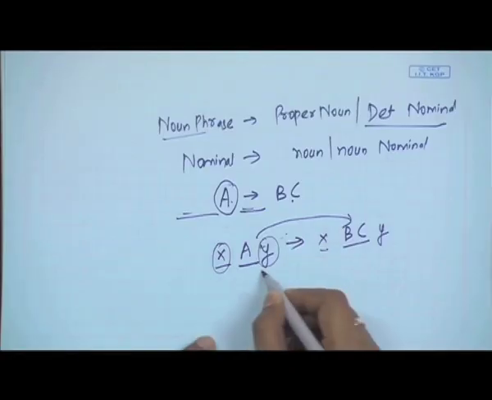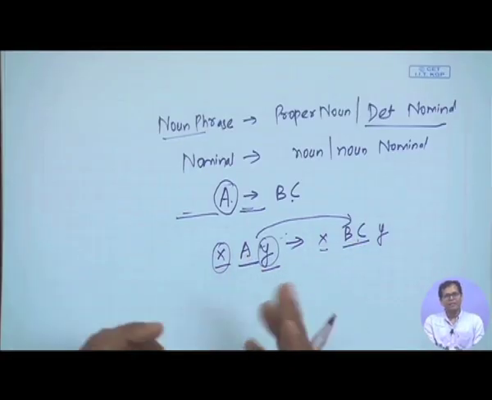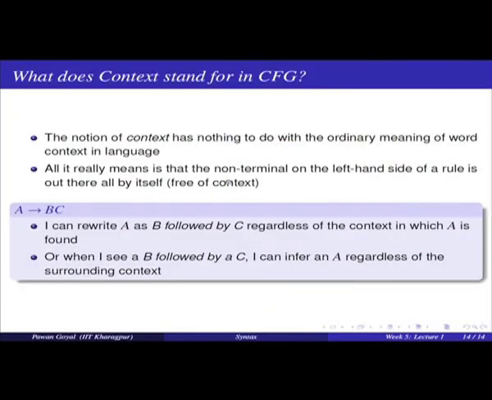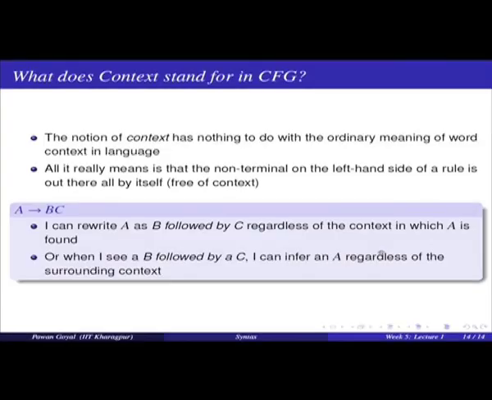And this is what context free grammar is. If you go to the next level, context sensitive grammars, there you need the context: this symbol A can derive BC in this particular left context and a particular right context. We do not need this left and right context in the case of context free grammars. So, this is what the word context means in this case. Whenever I have a rule A goes to BC, it means that I can always derive from A, B followed by C, regardless of the context in which A is found, or whenever I find a B followed by a C, I can infer an A, regardless of the context in which B and C are found.